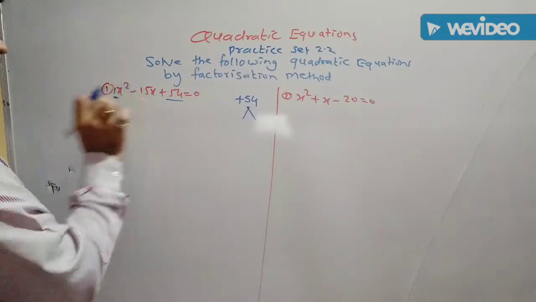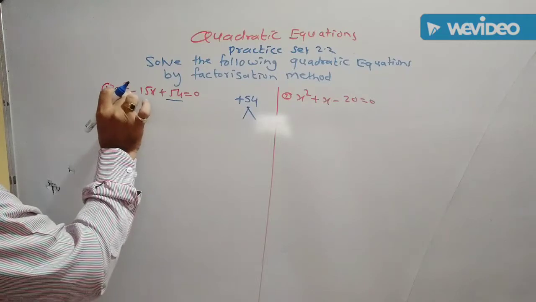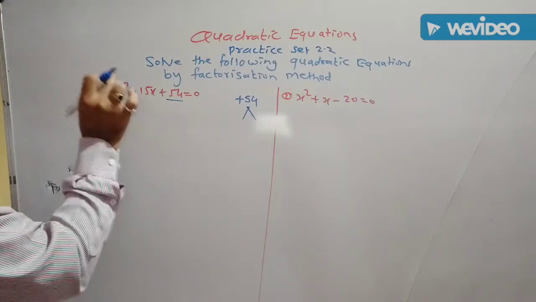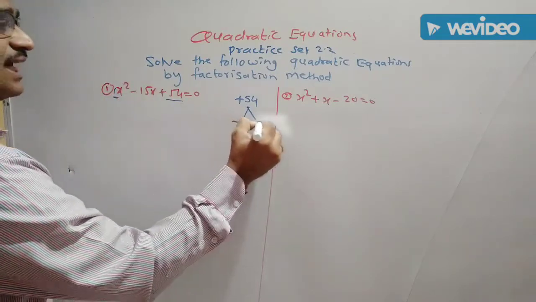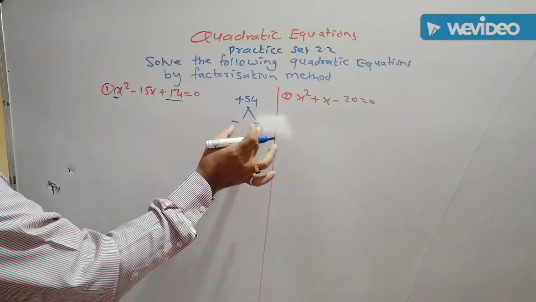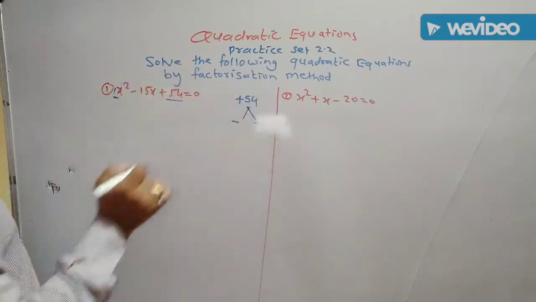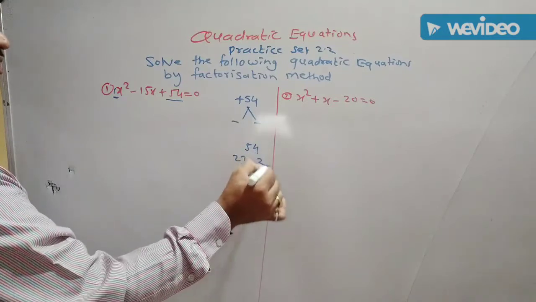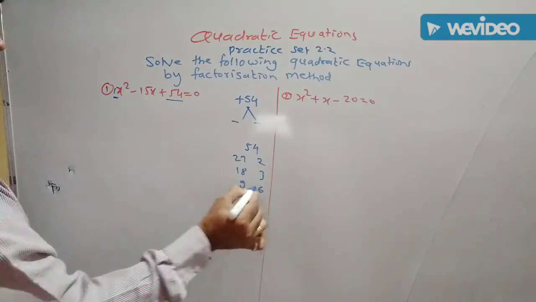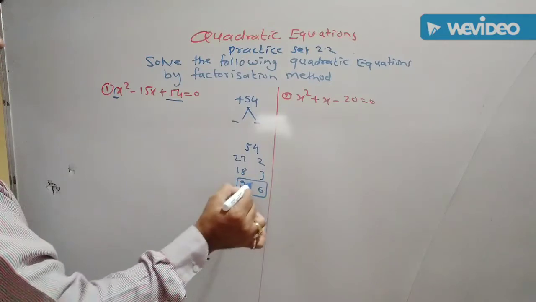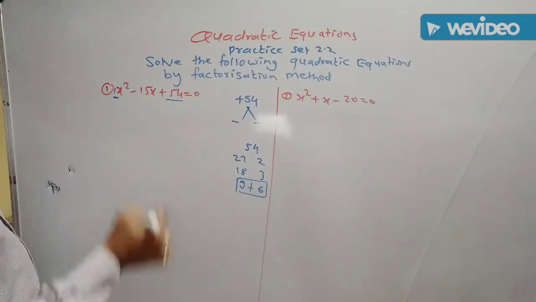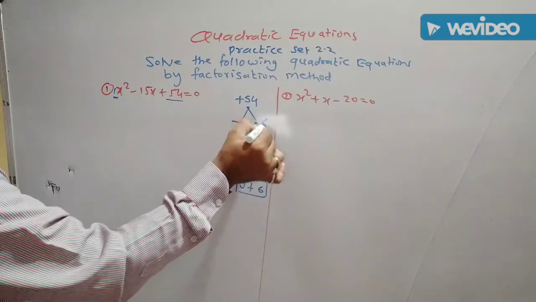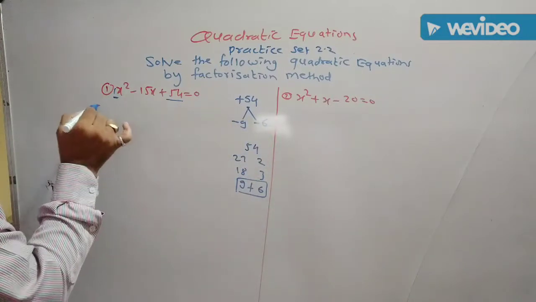Then we look at the middle term of the equation, which is given as minus, and therefore we take the two numbers as minus, because the product of minus minus is positive. Now factorize it. 54 is 27 twos, 18 threes, 9 sixes. If we see 9 and 6, the sum of 9 and 6 is 15, and therefore here we write 9 and 6.